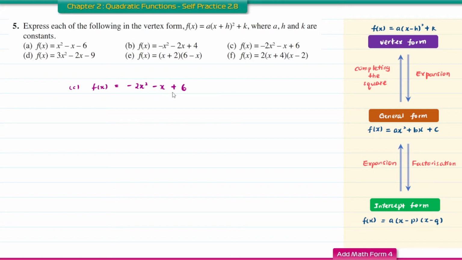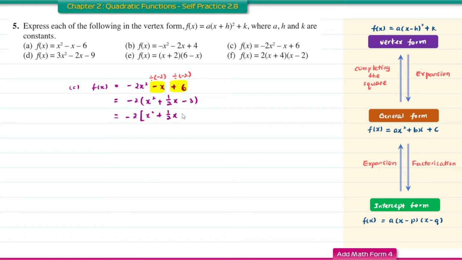Question C. This function here is already written in general form, but the A is not equal to positive 1. So first, we're going to factorize this with the common factor of negative 2. For the other two terms here, we're going to divide by the common factor, which is negative 2. So here you're going to get positive 1 over 2x. Here is minus 3. Next, we can do the completing the square method.